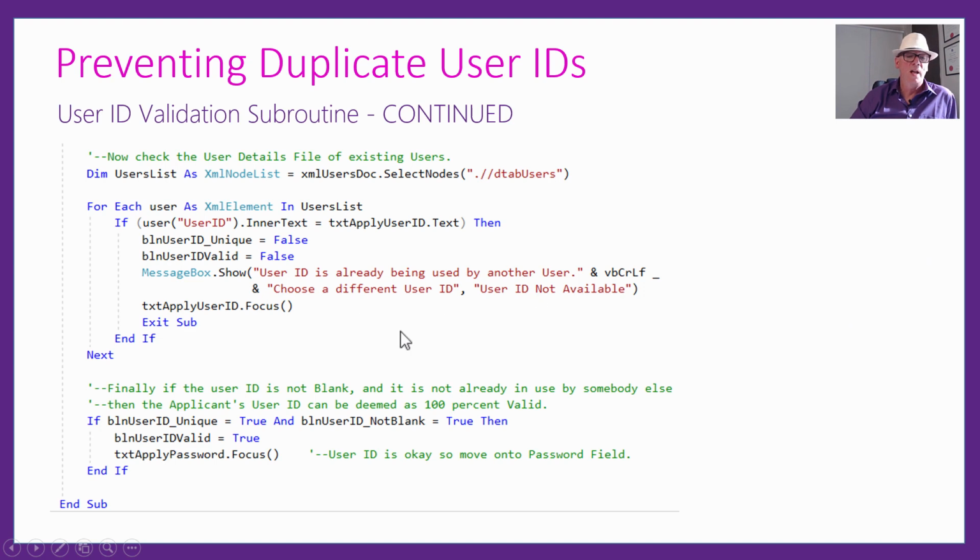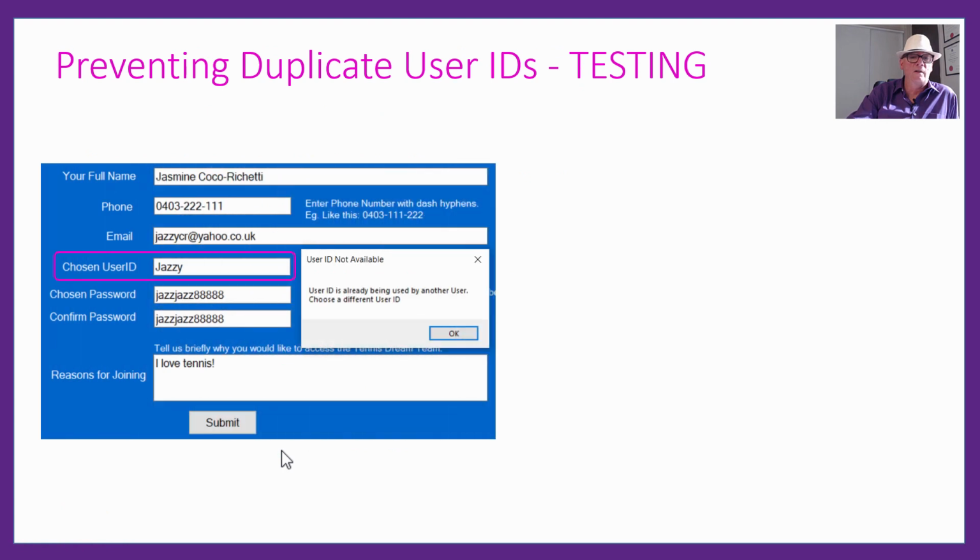If they are, that's a problem, and we need them to pick a different one. So after we've done those 2 checks, check the applicant's file, check the user details file, down the bottom of that subroutine for user ID, we can say if Boolean user ID unique is true and the Boolean ID not blank is true, so they haven't left it blank and it's a unique one, then we can set Boolean user ID valid is true, and that's going to be okay, and we can move it down to now for them to enter the password. So we just needed to replace the user ID validation, have this stuff to check to make sure it's a unique ID that they've picked.